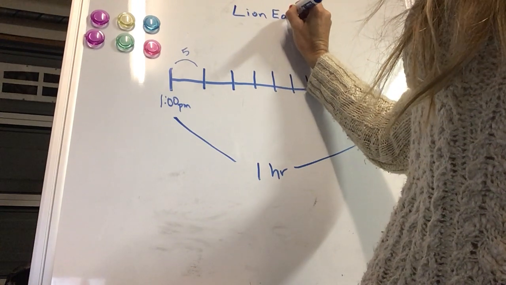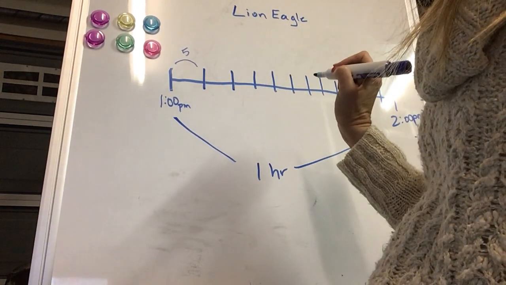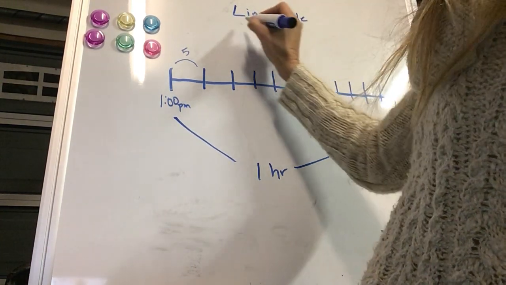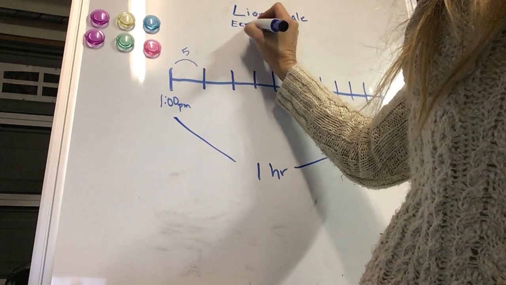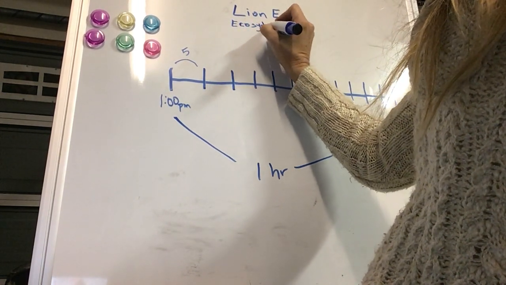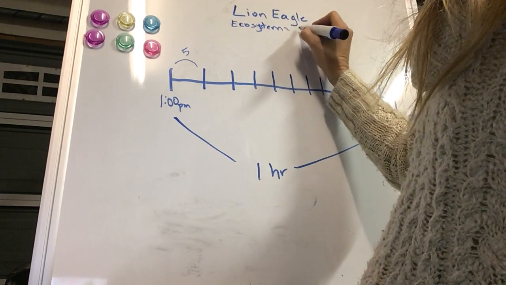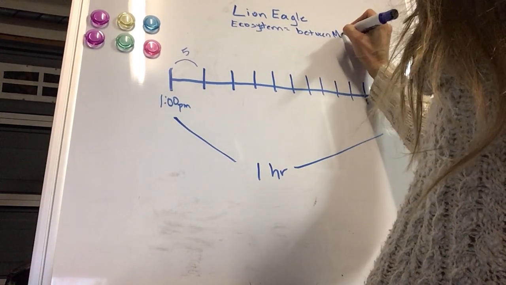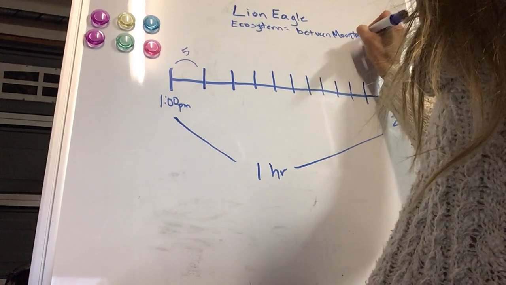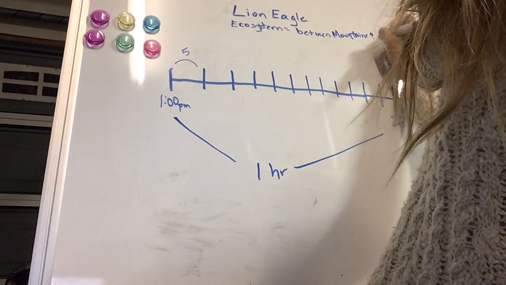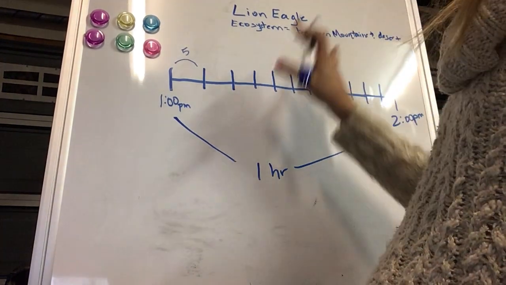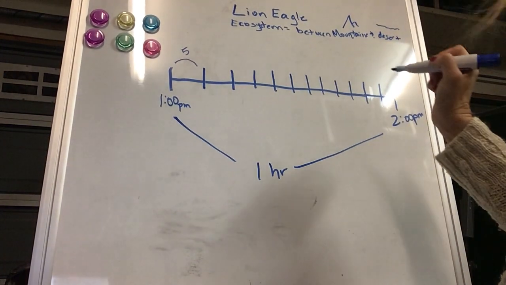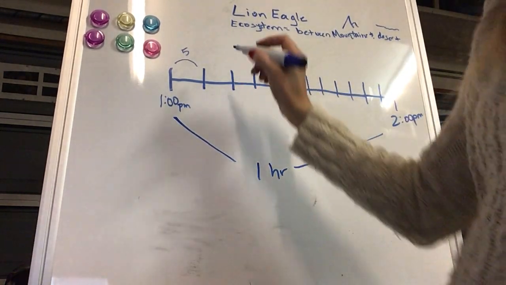is going to travel. Now, what I know about my lion eagle is that it lives in the ecosystem in between. So I'm gonna write my ecosystem is between the mountains and the desert. That's what I had drawn on my display box. It's in between the mountains and the desert. So I've got my mountains and my desert. So I'm going to draw a picture of that.